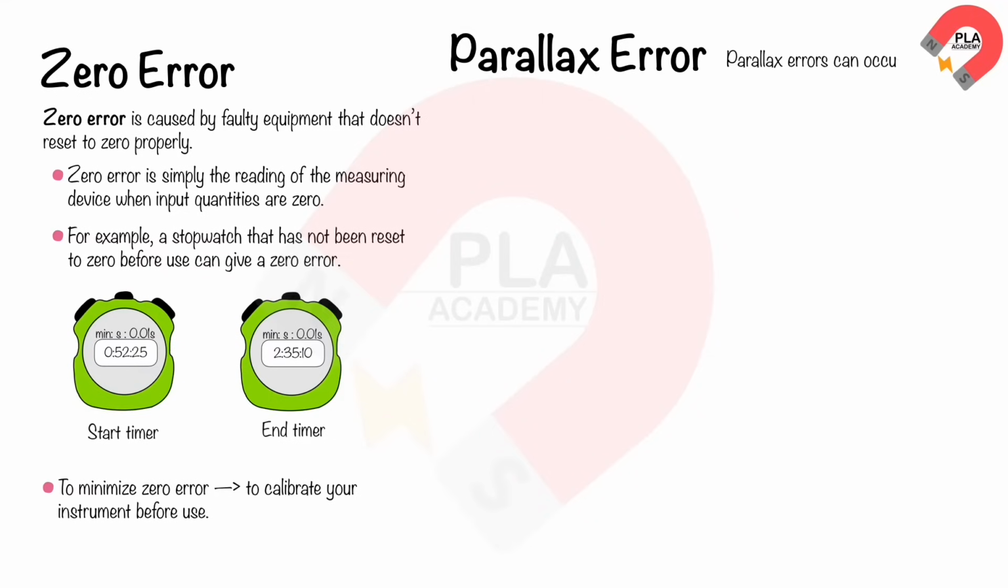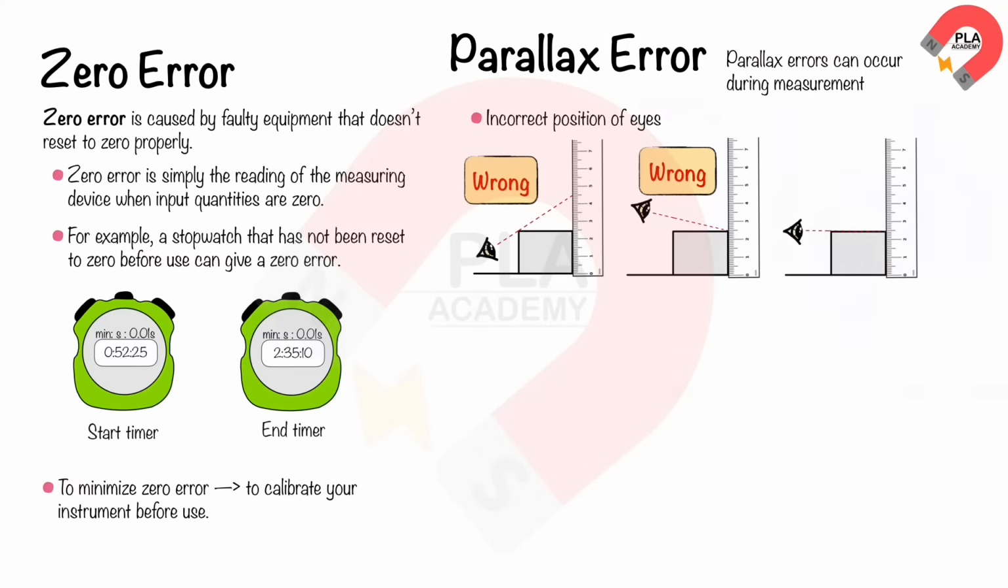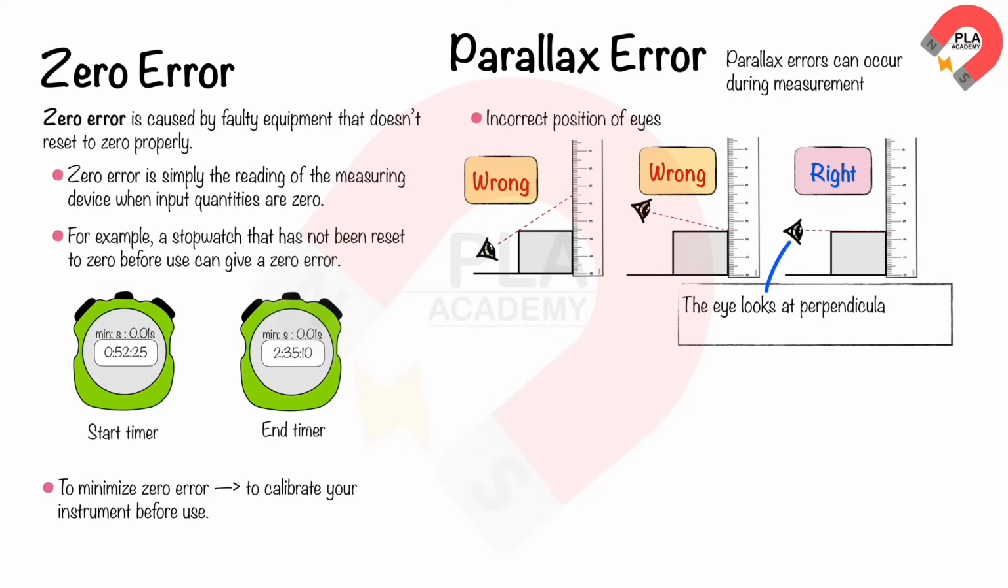Parallax error. Parallax errors can occur during measurement, for example, incorrect positioning of the eye. This is the wrong position of the eye. This is the wrong position of the eye. This is the right position of the eye. We should read the scale at a perpendicular angle to the scale to avoid parallax error.